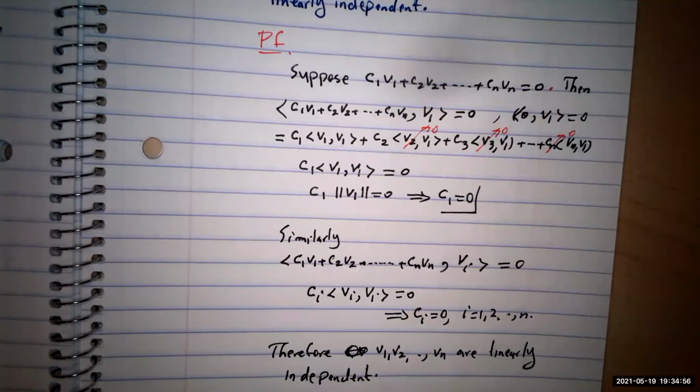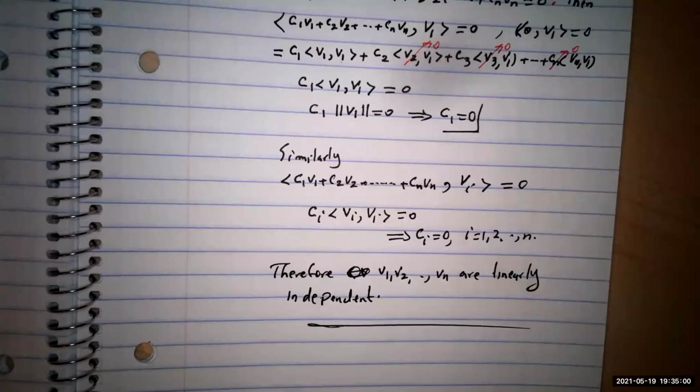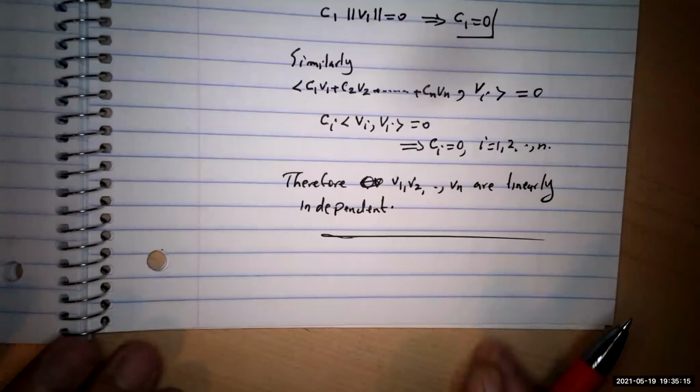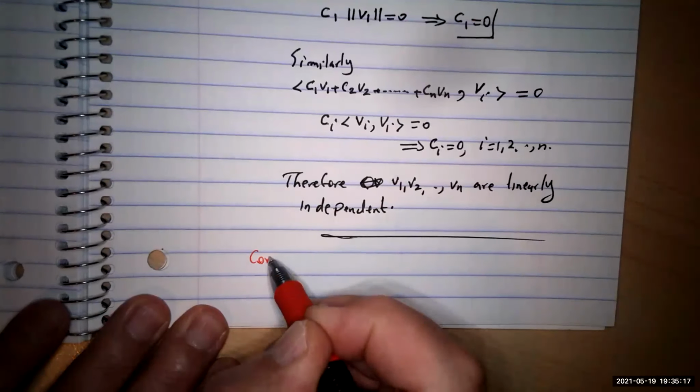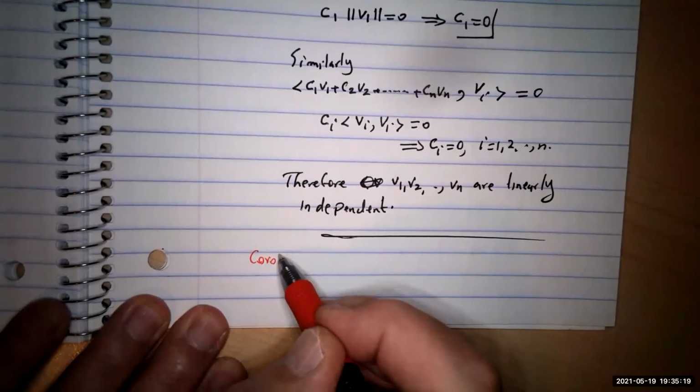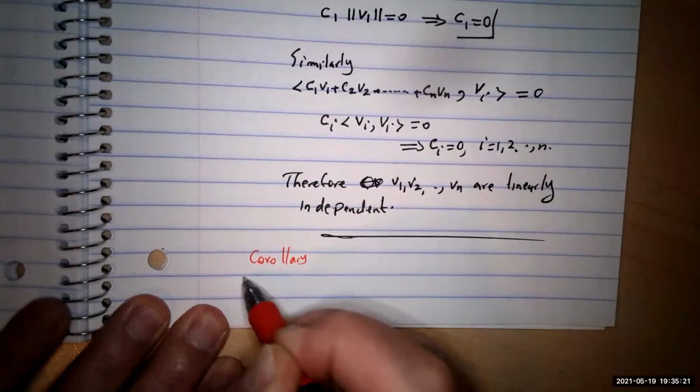Okay, so what's the conclusion? The conclusion is, for example, if you consider this in Rn, the dimension of Rn is n. So if you have any orthogonal set of n vectors, that would give you a basis in Rn right away. Okay, so that's a bonus.